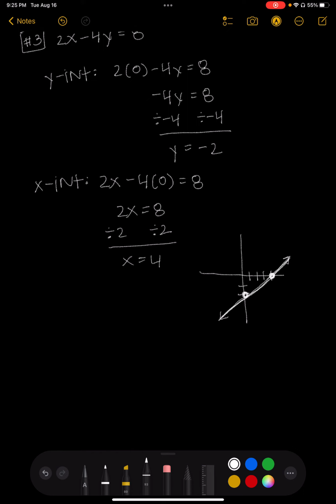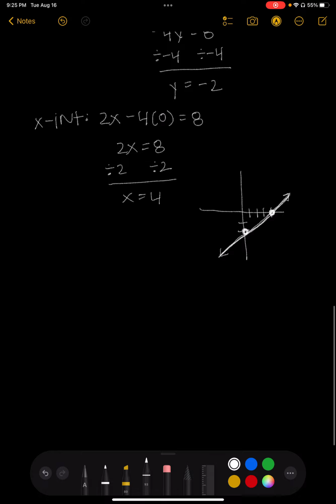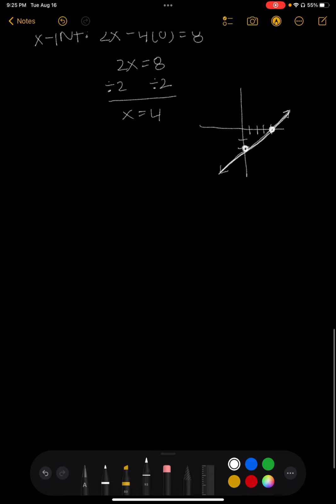All right, so that's one way we can do it. We can do it with intercepts. And if that works for you, that's great. You do it that way. I'm going to show you with just one more example how to do it a different way, just in case you're not super fond of that way.